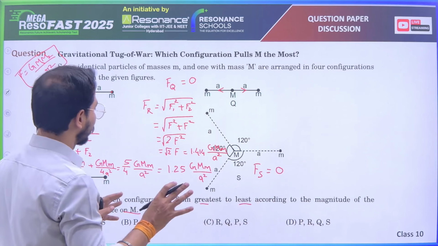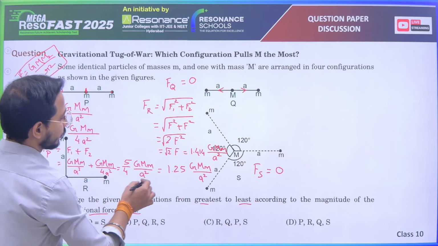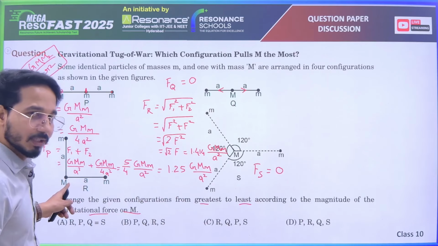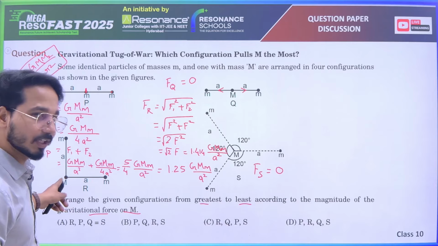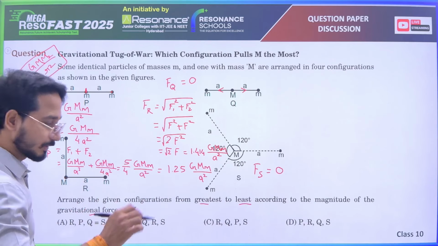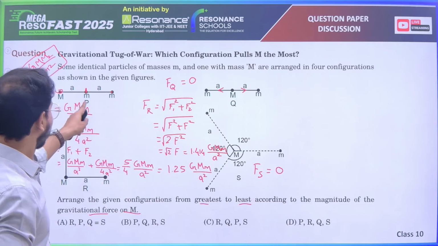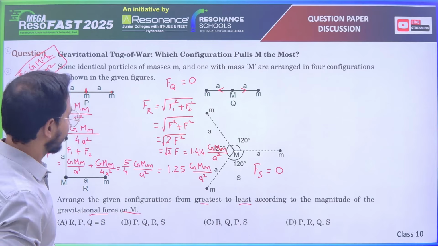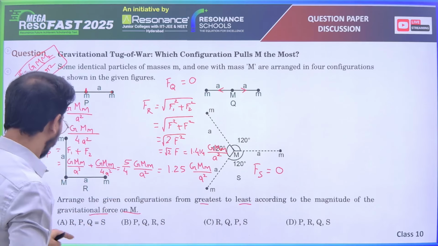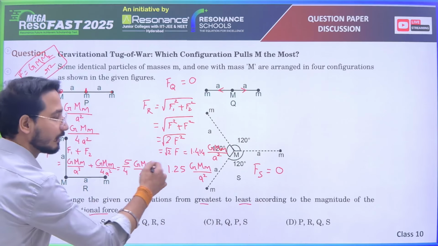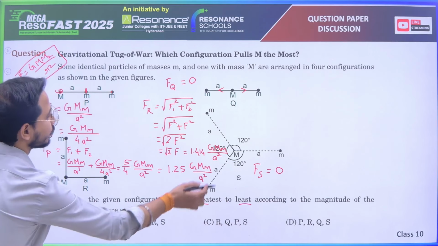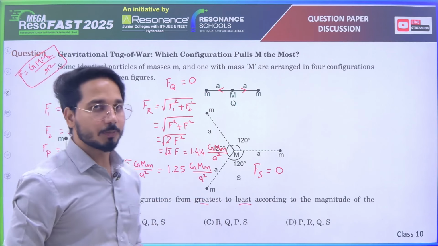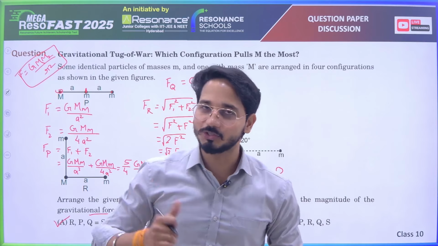So the greatest force we have to find first. Which one is the greatest? So 1.25, 1.41. So the net gravitational force acting on capital M in figure R is the greatest. Next is 1.25, the gravitational force in figure P on capital M. So R is greatest, P is second, and Q and S are both the same. So option A is the correct answer for this question, right?